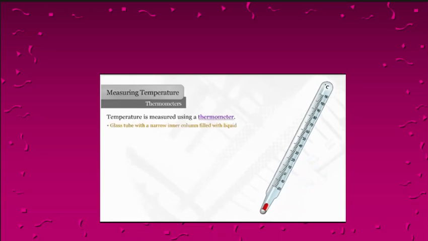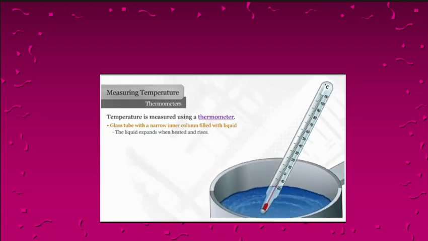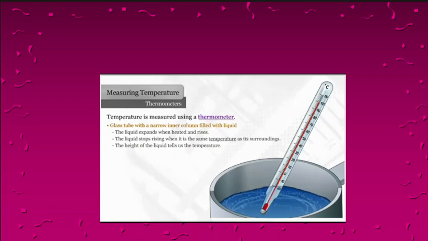A thermometer is a glass tube with a narrow inner column filled with colored liquid. The liquid expands when heated and rises up the inner column. It stops rising when it is the same temperature as its surroundings. The height of the liquid tells us the temperature of the substance. The outside of the thermometer is marked with lines. These lines are called the scale.